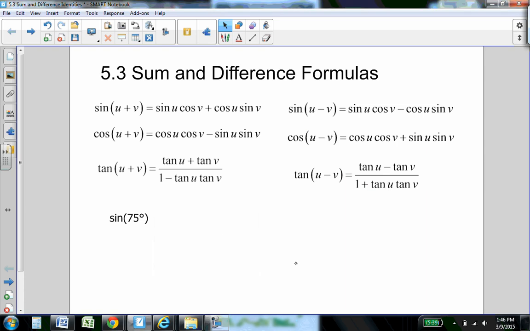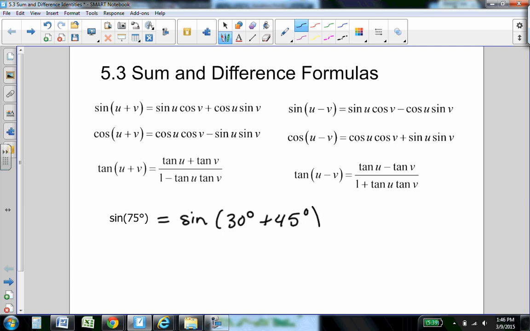Here's lesson 5.3, the sum and difference formulas. We use these primarily when we want to know sine, cosine, tangent values of angle measures that we're not really familiar with. For example, the sine of 75 degrees. What we're going to think about is the fact that 75 itself is the sum of 30 degrees and 45 degrees.